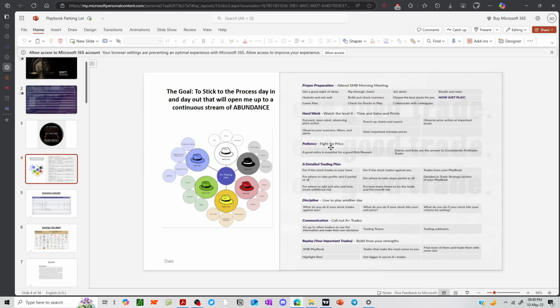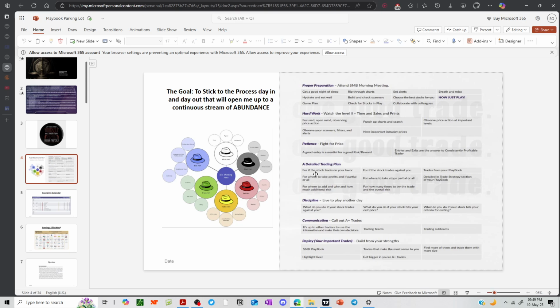Patience, waiting for a good entry model, fighting for the right price, not just jumping in because price is moving. Right? You've got to think in terms of R, percent R, as I say, or R measurement. In this case, it says a good entry is essential for a good risk to reward. Right? Thinking about expected value, all of that's here. So 3 of the 7 so far, you're not even in a trade yet.